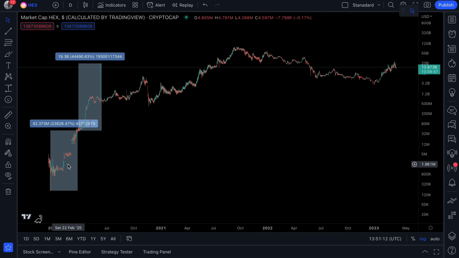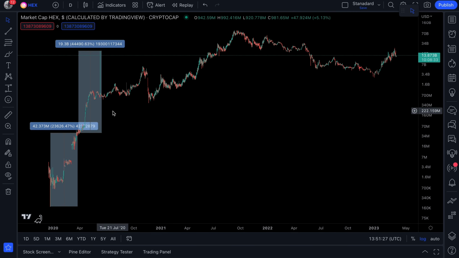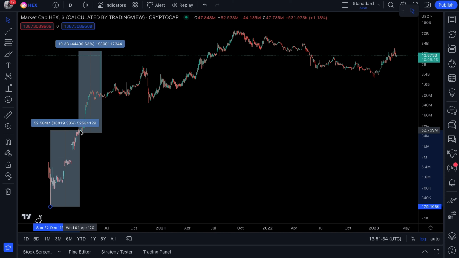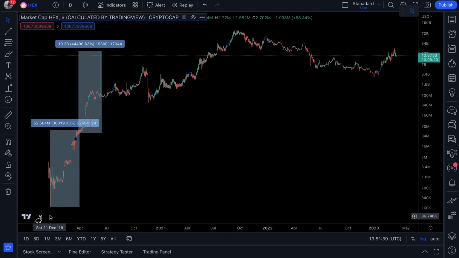Anybody that got involved in this, you basically would have made life-changing money within the space of 3 months into the new year of 2020, which is absolutely insane. Now, even with that being said, sorry, in fact, it was way more than that. Let me just go up one more time. There we go. Almost 30,000%, 30,000% from the bottom to the 1st of April. Just over 30,000%. That is absolutely insane.